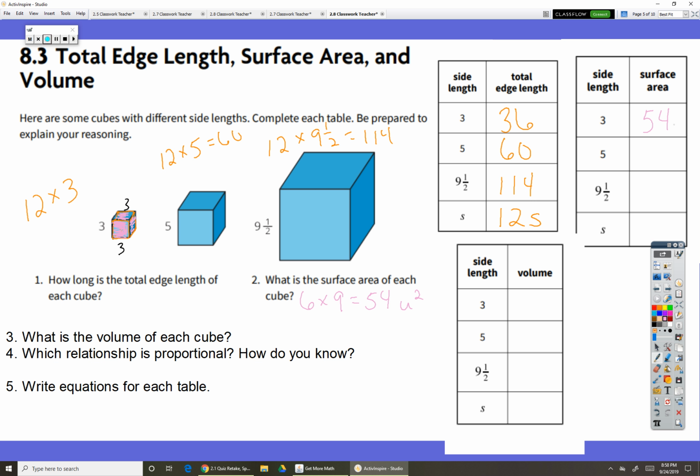If the side length is 5, I need to find the area of this front face and then multiply it by 6 because there are 6 faces. So this face is 5 by 5. 5 times 5 is 25, and 25 times 6 is 150.